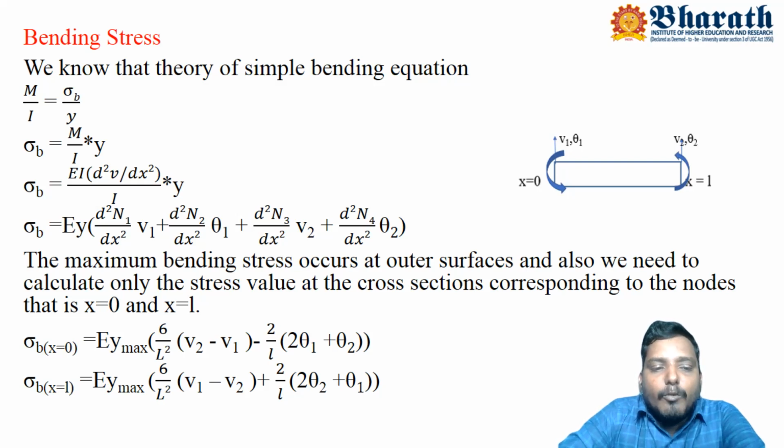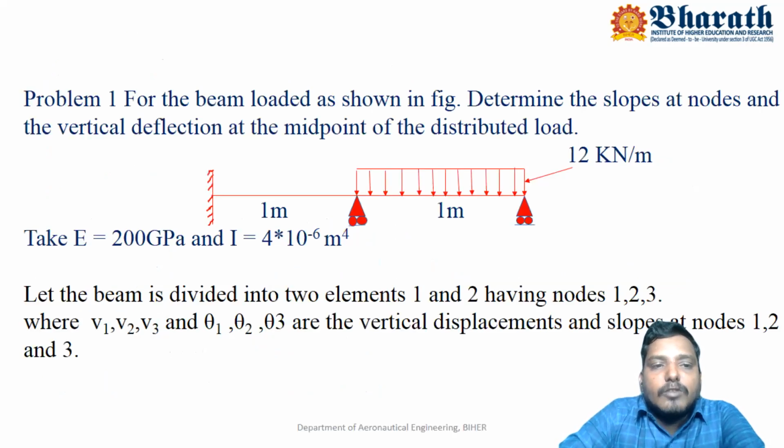Finally, we will get the bending stress at position x equal to 0 as E times y max into 6 by L square times V2 minus V1 minus 2 by L times 2 theta 1 plus theta 2. Similarly, when x equal to L, we differentiate N1, N2, N3, N4 two times, substitute in the above bending stress equation, and then substitute x equal to L. We will get the bending stress at x equal to L as E y max into 6 by L square times V1 minus V2 plus 2 by L times 2 theta 2 plus theta 1. Now we have derived the finite element equation as well as the bending stress formula.